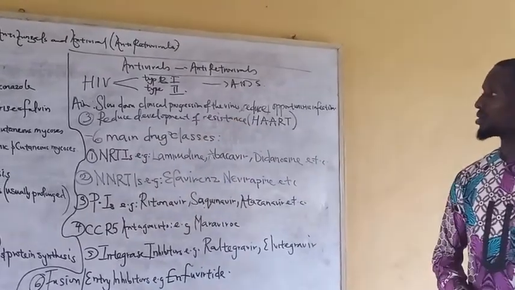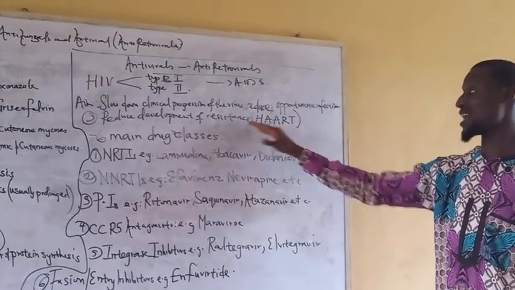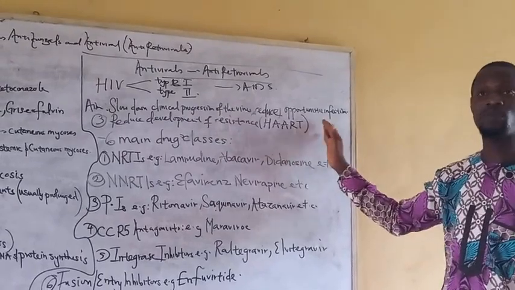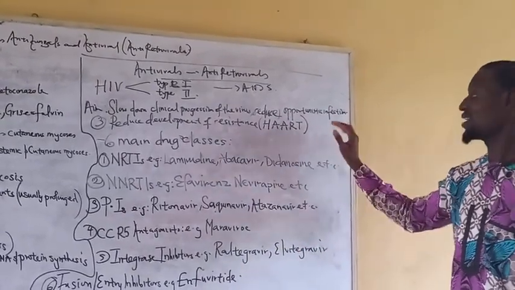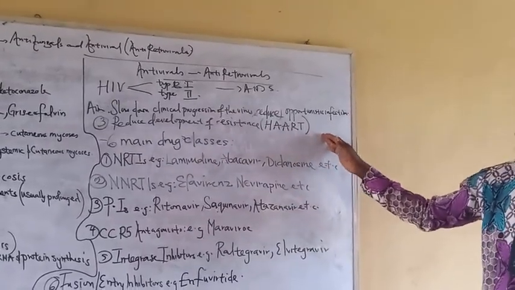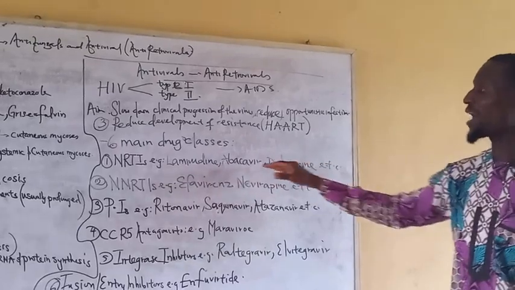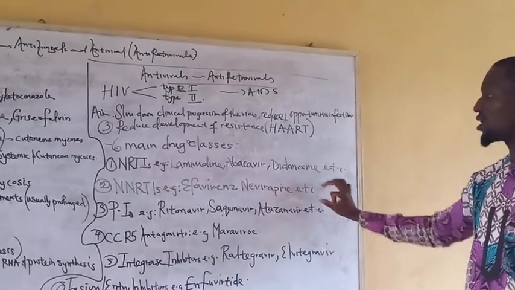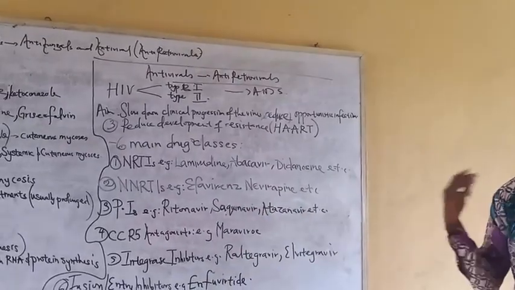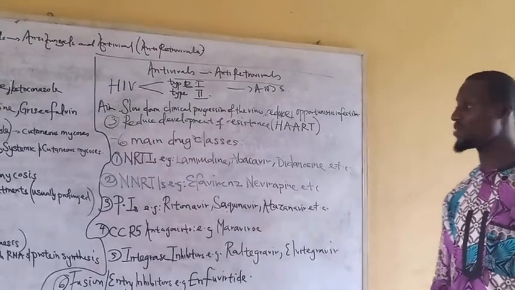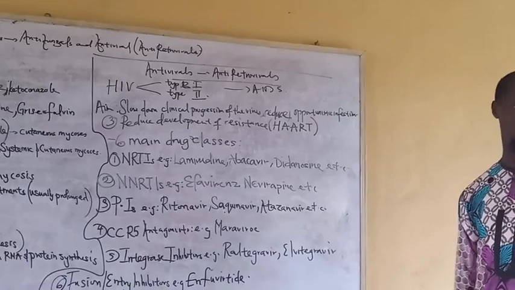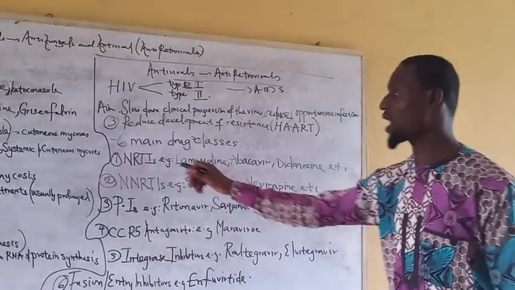And how do we reduce the development of resistance? We don't give a particular drug in a drug class. We give a combination of drugs from different drug classes, known as HAART, highly active antiretroviral therapy. Usually, we give two NRTIs, one NNRTI, one PI, and possibly one other drug like that. So let's look at the first group, NRTIs.